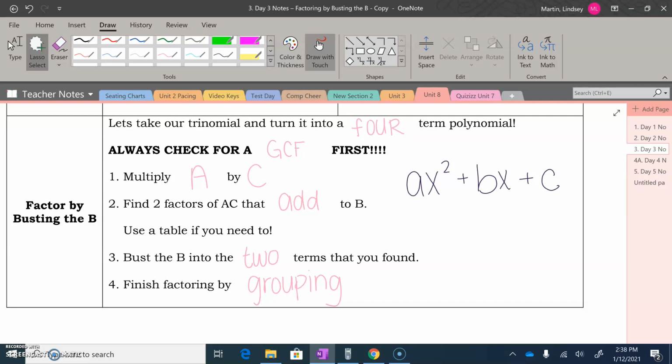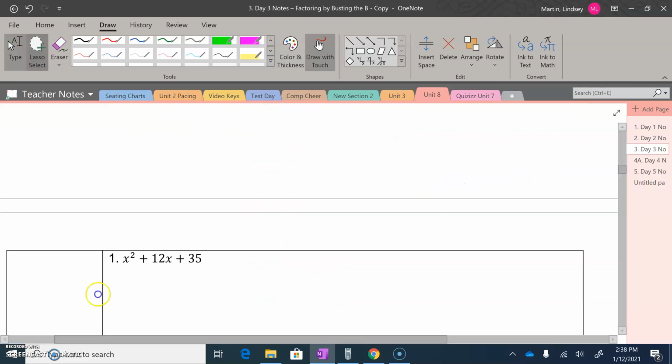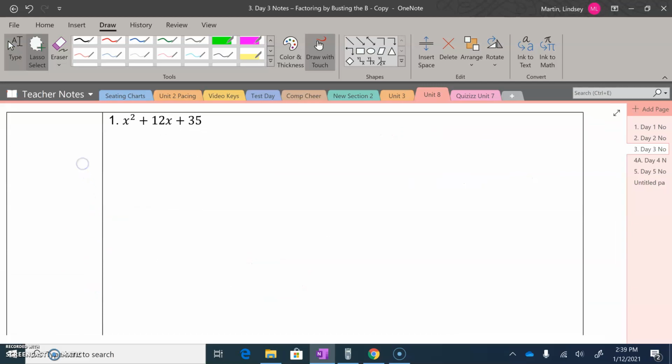So moving on to number 1. We're first going to identify my A value, B value, and C value. My A value is 1. My B value is 12. And my C value is 35. The next step that we have to do is multiply A and C together. When I multiply A and C, I get 35. And I need to find all my factors of 35.